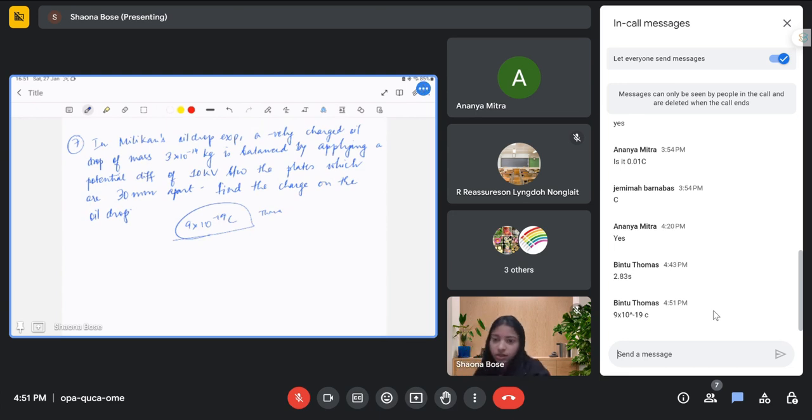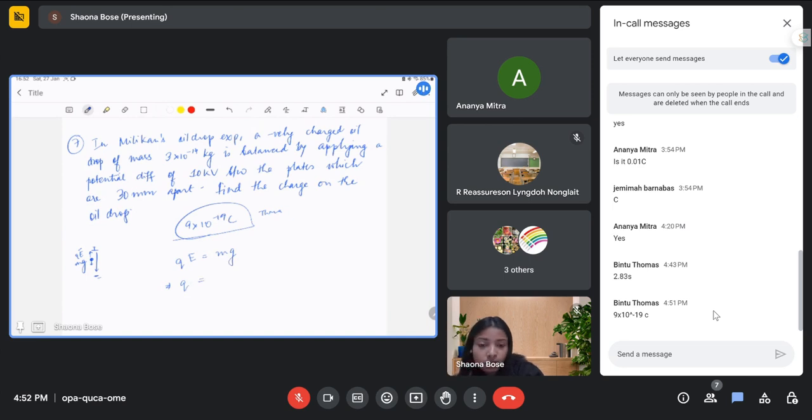Okay, so this is pretty straightforward, right? In this oil drop experiment, if you have your plates and you have your electric field like this, you have an oil drop falling downwards, mg weight, and your electric field force acting upwards, right? So you just equate these. So QE is equal to mg.